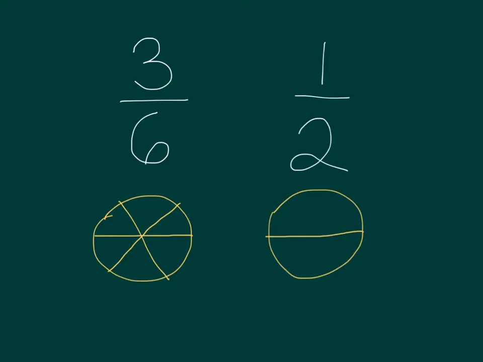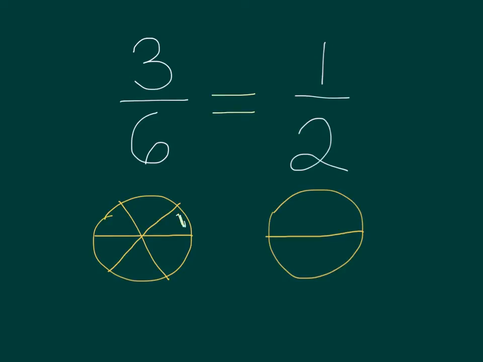We're going to take a look at putting fractions into simplest form. So in the upper left here, I have 3/6. And 3/6 is equivalent to, or equal to, 1/2. I know that because if I draw them, they're equal.